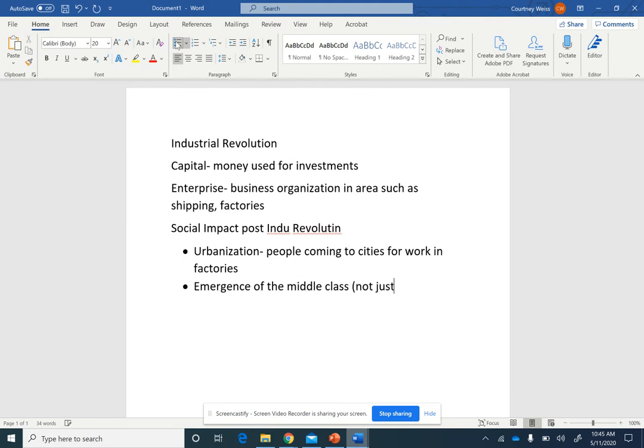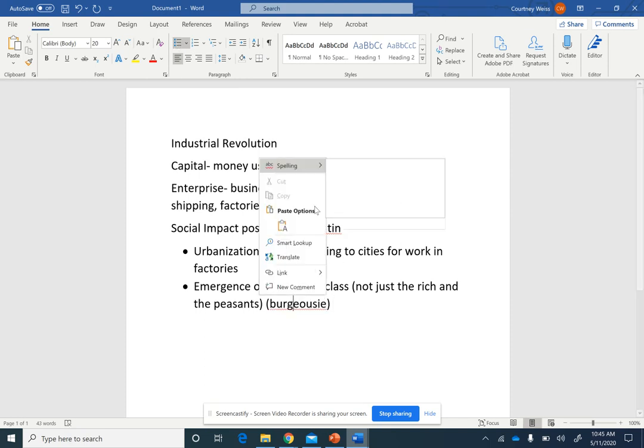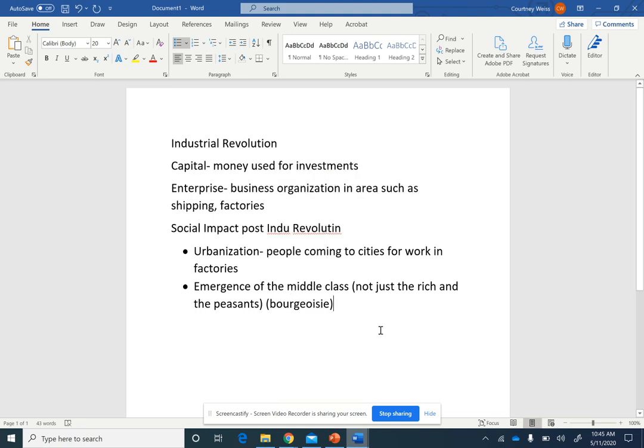It's not just the super rich and the peasants anymore, right? We're going to see the middle class, people who can provide for themselves and their family, but they're not necessarily rich. The industrial middle class is also known as the bourgeoisie. I spelled that wrong. It is also known as the bourgeoisie.